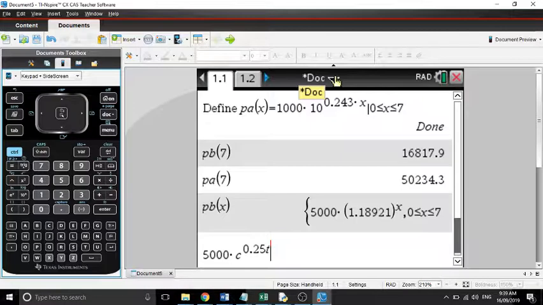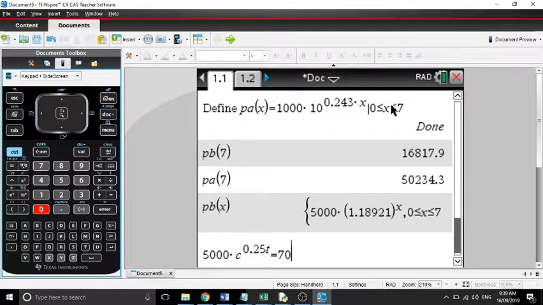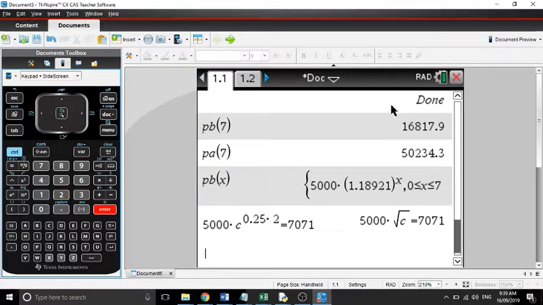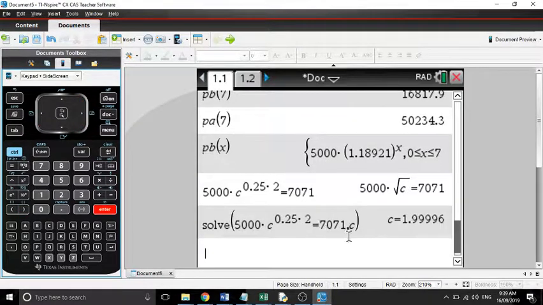0.25 t equals 7071. 7071. And I know that happens at t equals 2. So I'd be writing this line, and then I'd say solve. We're solving that for c, and we get 1.99996 or something like that. So that's what I'd be writing, this line and then saying c equals that, and then c equals 2.